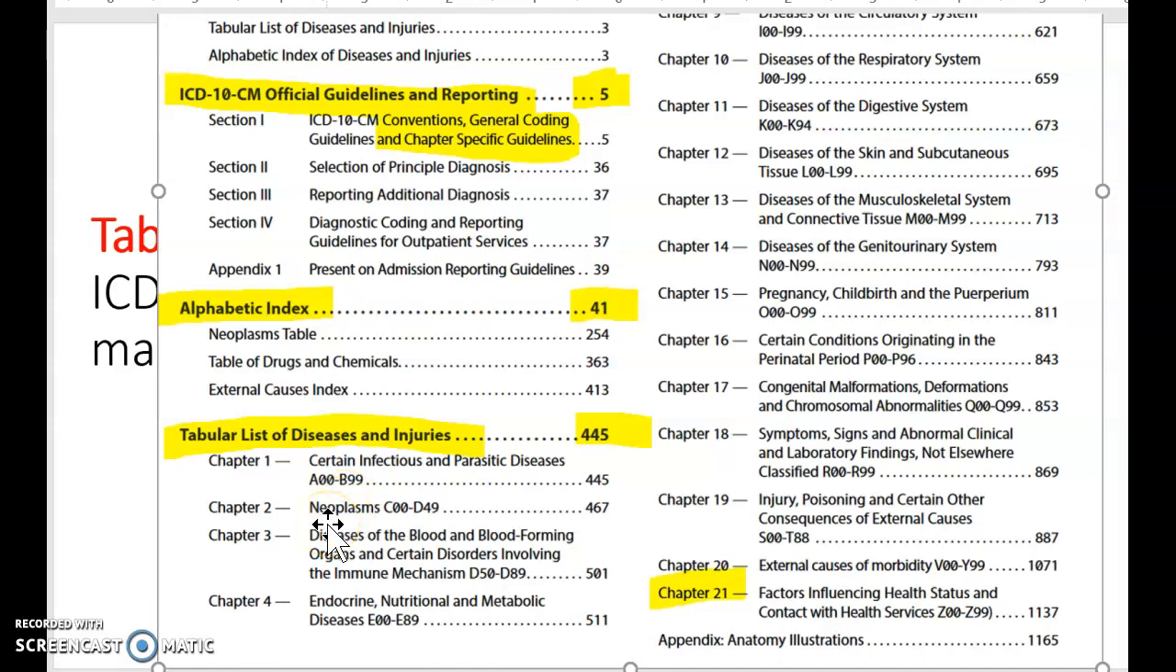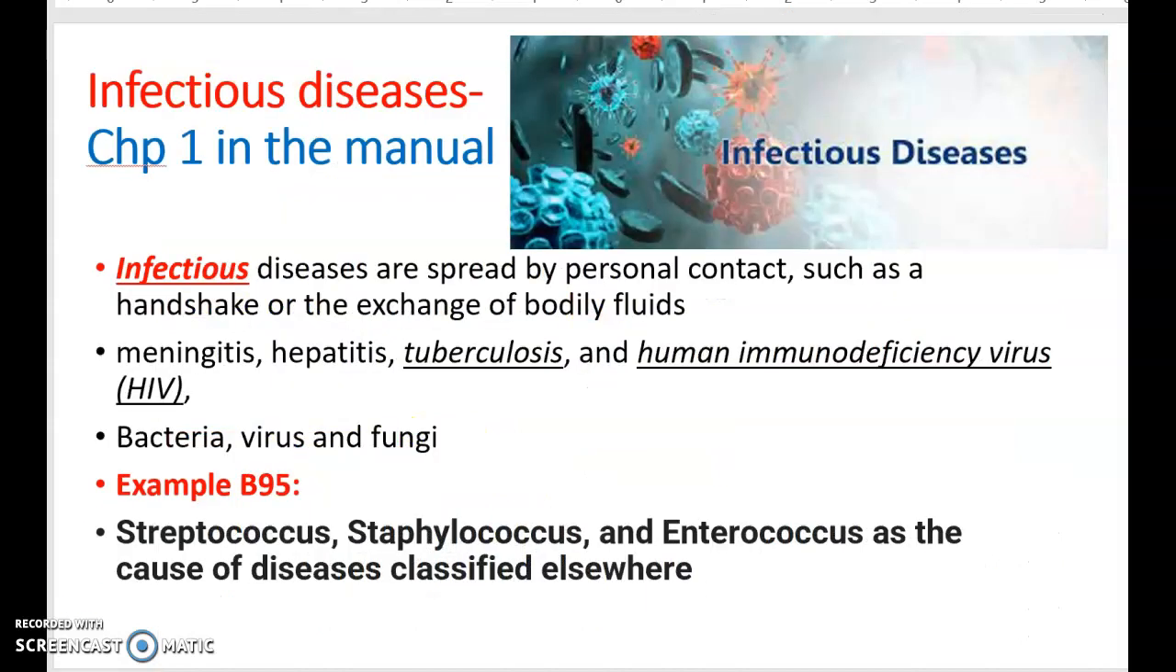Chapter 2 is neoplasms, C00 to D49. So that will help you tab your book. Remember, you have to tab your book so you follow and find the codes as quickly as possible without wasting your time. So what is infectious diseases?